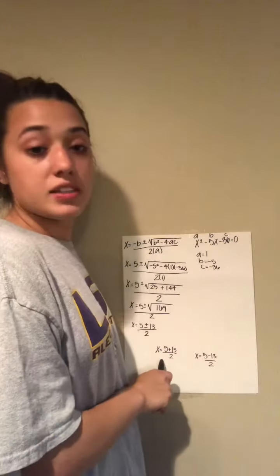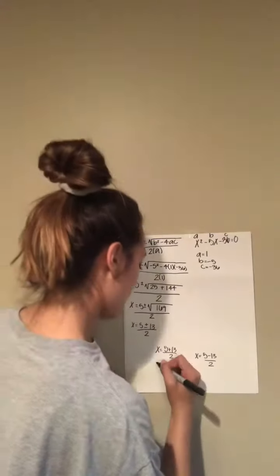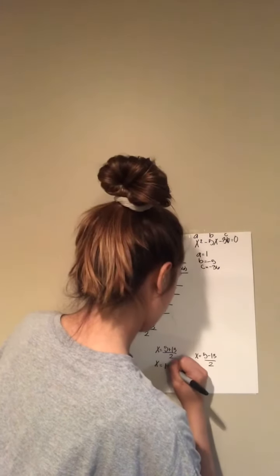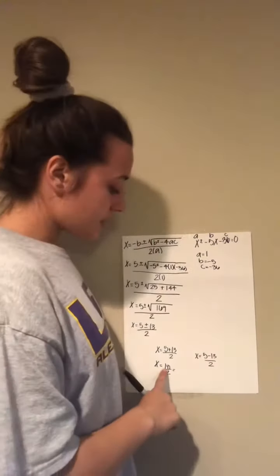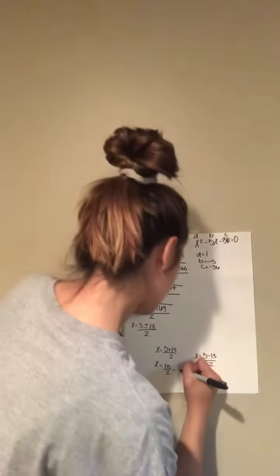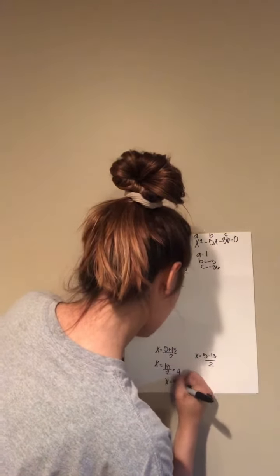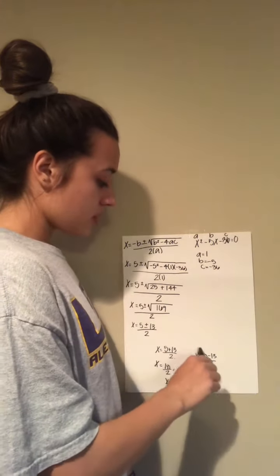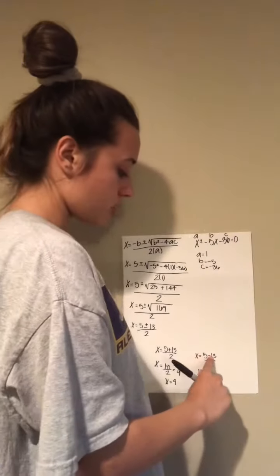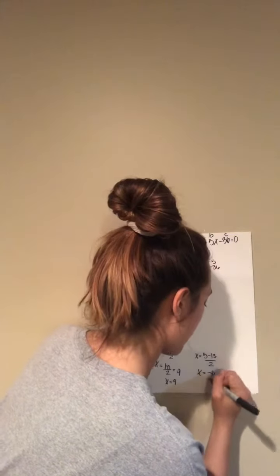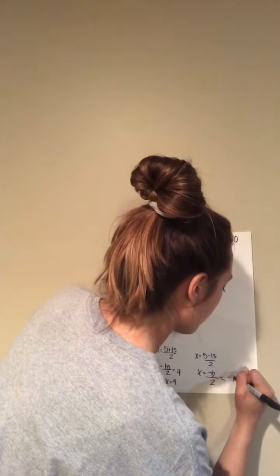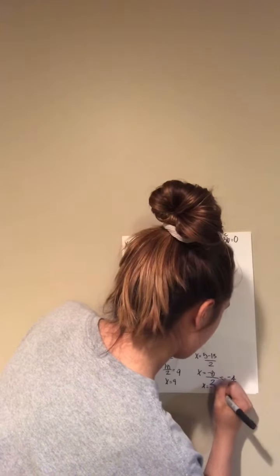So let's deal with this equation first. So x equals 5 plus 13 is 18 divided by 2. And you have 18 divided by 2, which is equal to 9. So x equals 9. And that's your x value for this equation. Next, moving on to the next equation. X equals 5 minus 13, which is a negative 8, all over 2. Negative 8 divided by 2 equals negative 4. So x equals negative 4.